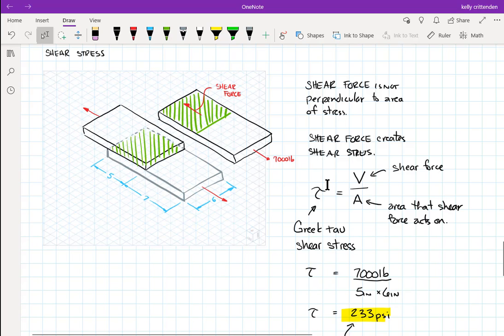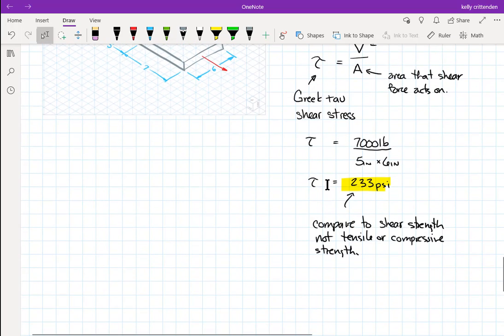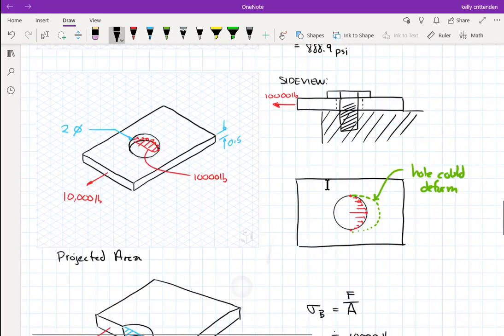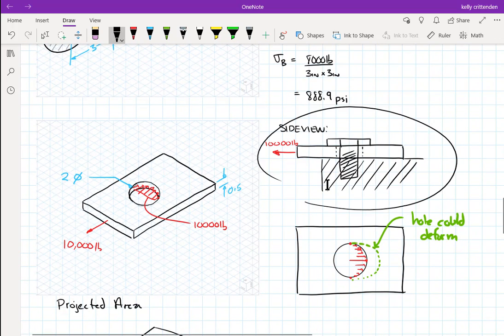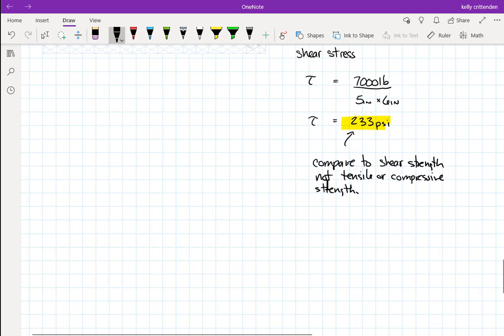Even though they're basically the same equation, stress equals force divided by area, it's the same equation in both of them, just different stress, different force. Here's two different ways that shear stress might show up. Let's go back to this idea of the bolted down plate. So let's look at that side view of this thing.